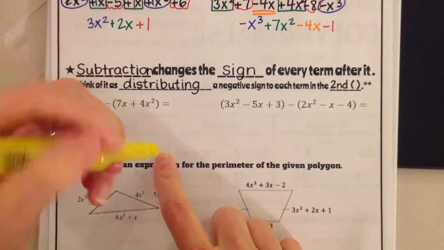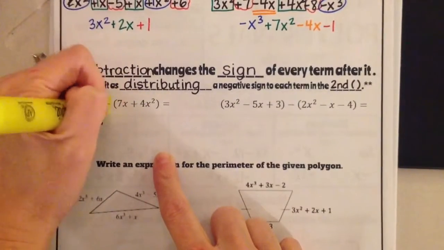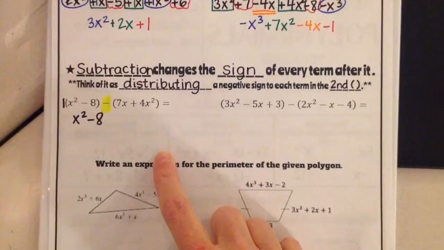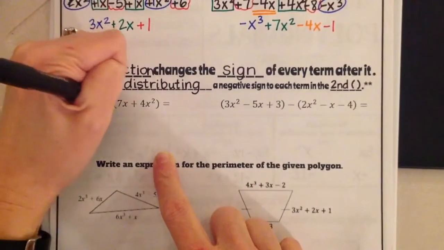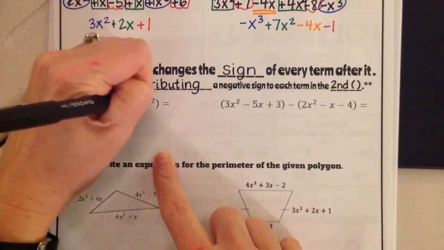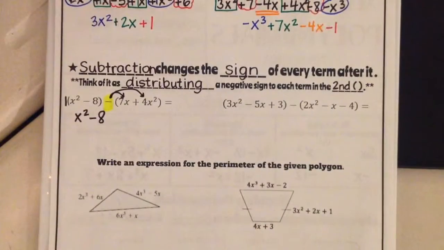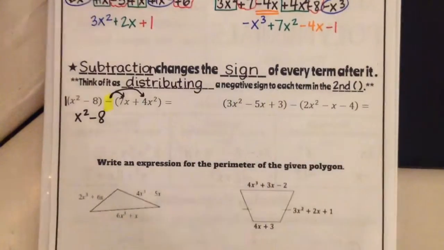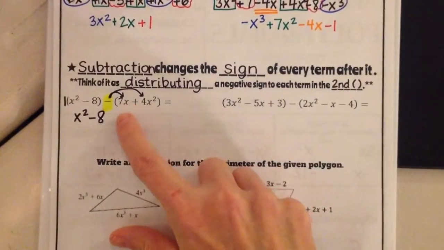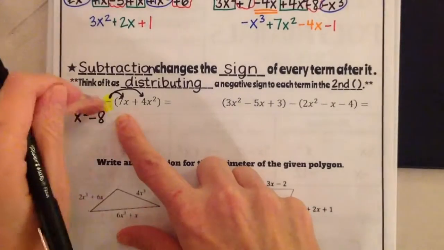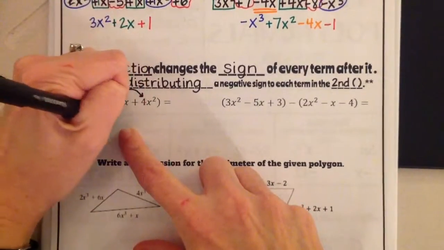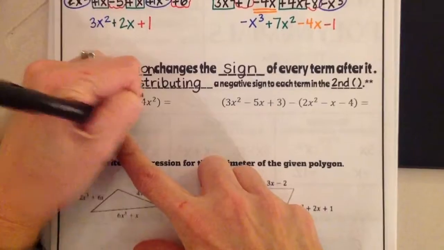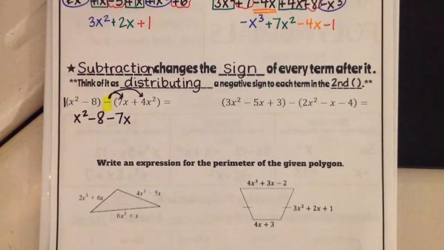But I notice that I have a subtraction sign that I'm going to have to distribute to every term in the second parentheses, and that means I'm going to have to change their sign. So when I write this 7x down here, I'm going to have to distribute that negative with it. So it's going to become minus 7x. It's going to become negative.